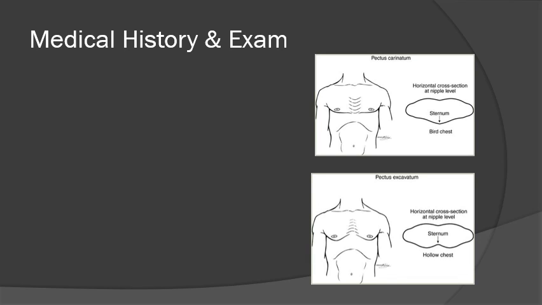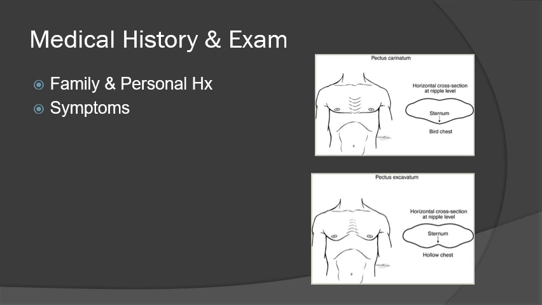So looking at your medical history and exam, again, family and personal history, just like you would with anything else. Obviously, note things like, do they have asthma? Do they smoke? Obviously, in a lot of your really active population, your athletic population, you're not going to have hopefully a ton of people that smoke, but that's going to be an important thing to note.